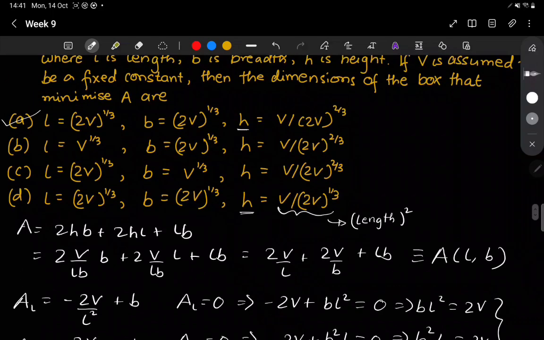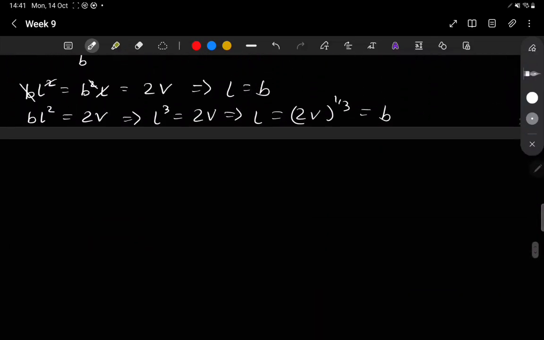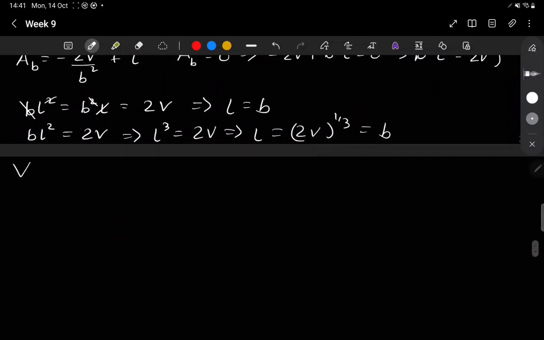So incorrect dimensions. Based on that, option A is the correct option. But we can actually do better. We can even find it out properly. So we have V equals LBH.